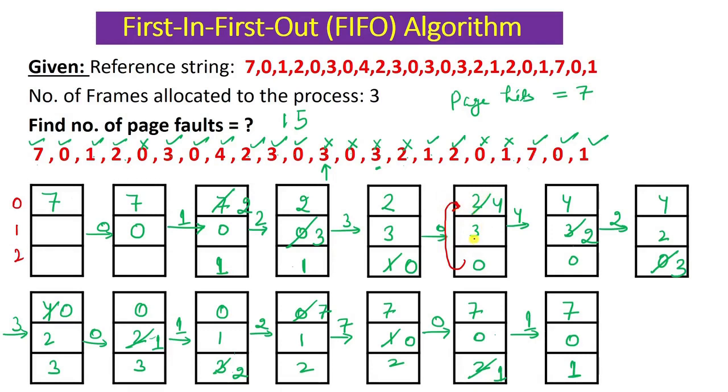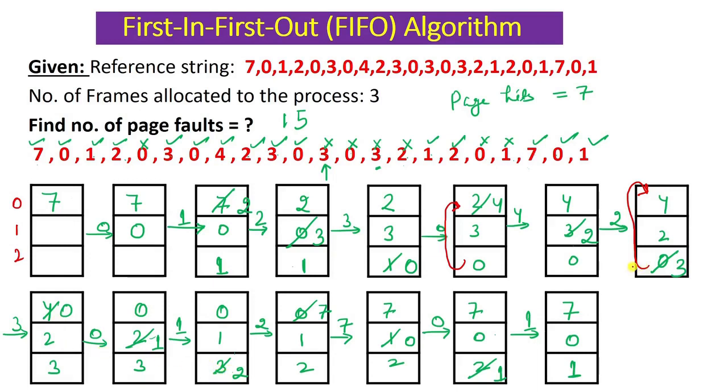Then we will replace 3, then we will replace 0 whenever there is a need. See, if we replace 3, then we replace 0, right? Again, if there is a need, we will move in a circular fashion. See, 4, then 2, okay, then 3 is going to be replaced.